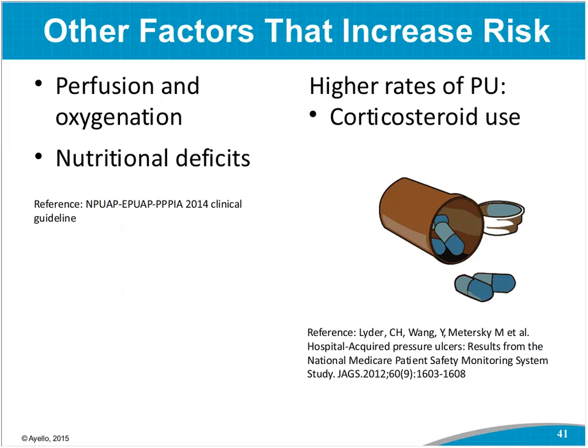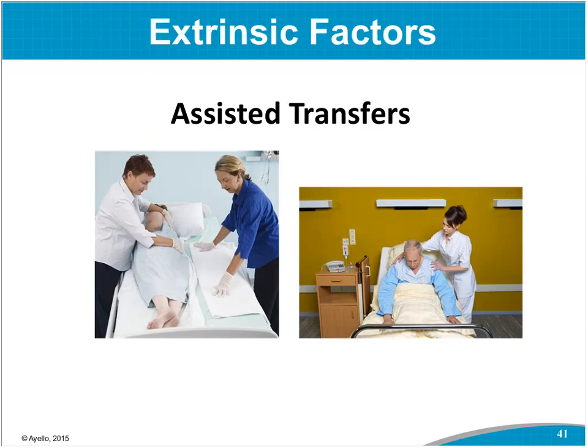The NPIAP guidelines talk about perfusion and oxygenation. We need to know a lot more about this area. There's not as much research as we'd like to see, but start to think about that for those of you with critical care patients. In Courtney Leiter's research, which I talked about earlier, he also found a higher rate of pressure ulcers in hospitalized patients who were on corticosteroids. So again, look at the medication profile and how that might be affecting the skin and the skin's ability to tolerate pressure.